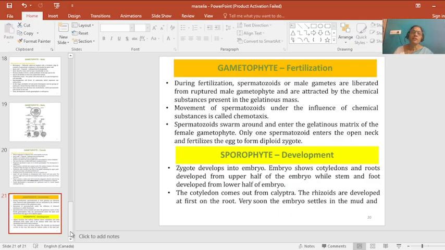Here, if you see the life cycle, two morphological forms are shown. One is the sporophytic plant. The other is known as the gametophytic. So the type of life cycle here is known as the heteromorphic type of life cycle, or the alternation of generation is known as heteromorphic type.